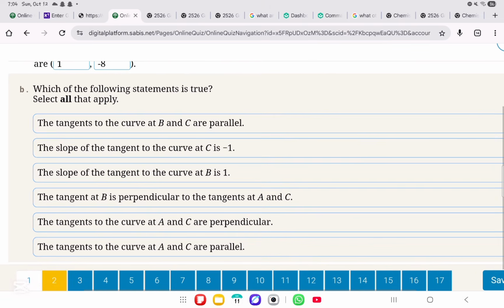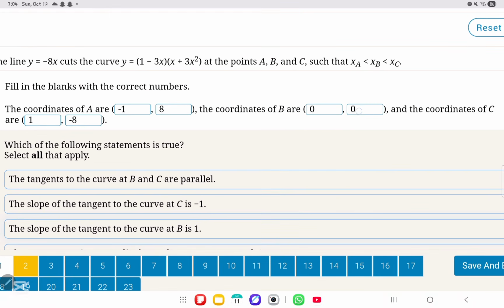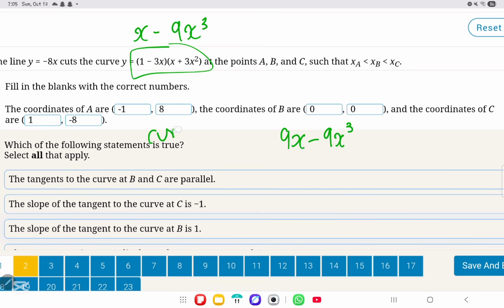Which of the following statements is true? So here they're talking about what? About slopes, whether they're parallel or perpendicular. So how do we know if they are parallel or perpendicular? In order to do that, we will need to find the slopes. So do you remember what the equations were? We had for this one, in simplest form, x minus 9x cubed. And the equation of the curve was 9x minus 9x cubed. So curve minus line equal this, okay?